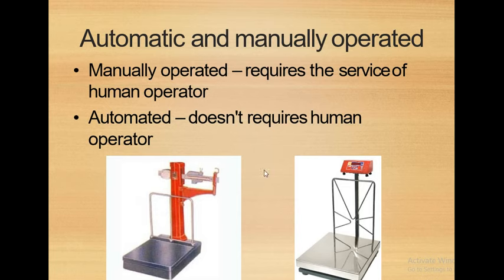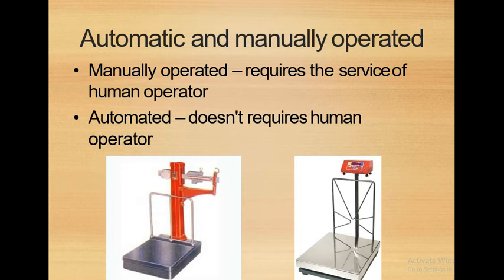Okay, but if you see the digital weighing machine, which is now used everywhere, here on this weighing plane, what we have to do is that we have to put the weight on this weighing plane, and after that it will show the readout directly on this digital display. So this can be called as automatic operated instrument, and this is the manually operated instrument.